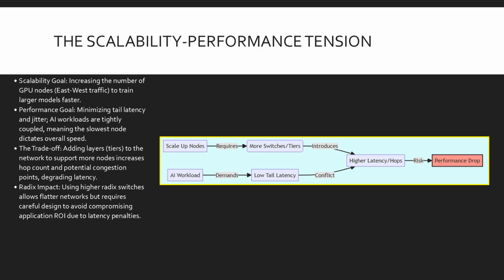This chart illustrates the core conflict. As we scale up nodes on the left, we inevitably require more switches and tiers to connect them. This addition introduces higher latency and hops. For traditional apps, this is fine. But look at the bottom path. AI workloads demand low tail latency. The conflict arises because the added latency from scaling creates a performance drop, directly impacting the training time of models.